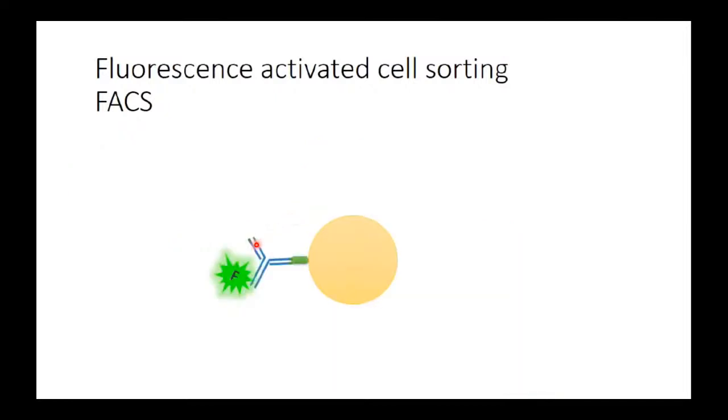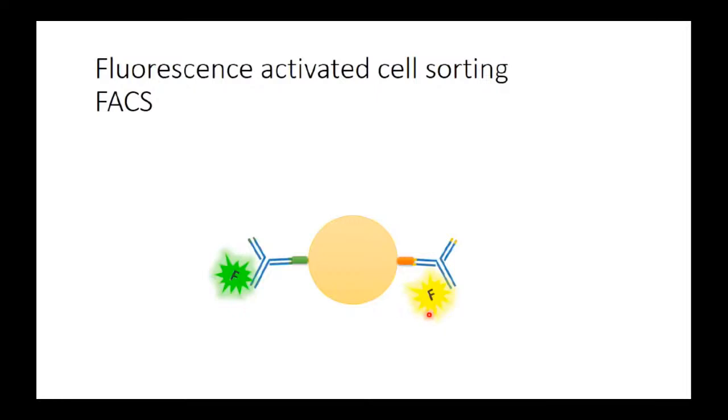Then if this cell only has a green fluorophore, we can know that this cell is expressing one protein, or the green protein. If the cell is emitting yellow light, then the cell is expressing only the second protein. And if the cell is emitting two lights, or giving two signals on the two detectors, then we can say that the cell is expressing both proteins.